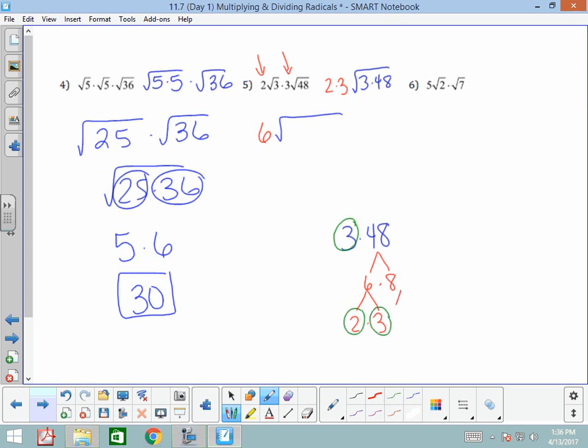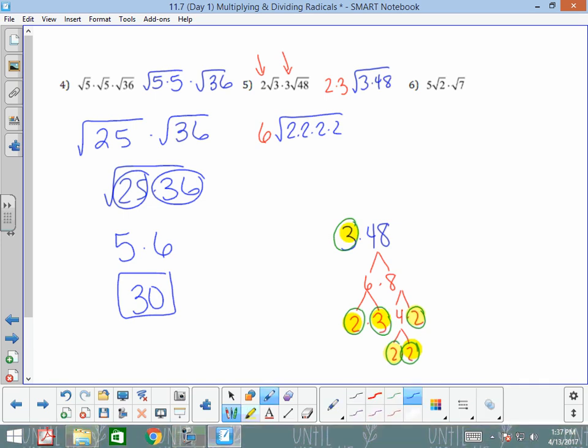8 is 4 times 2. 2 is prime. 4 is 2 times 2. Both those two are primes. So I'm more interested in breaking it down into its factors. So we have, what do we have here? We have 1, 2, 3, 4 2's. And we have 1, 2 3's. So those are the prime factors of 3 times 48.